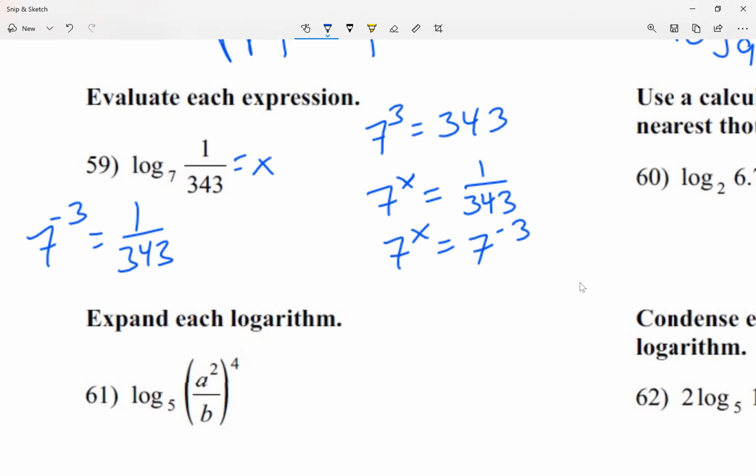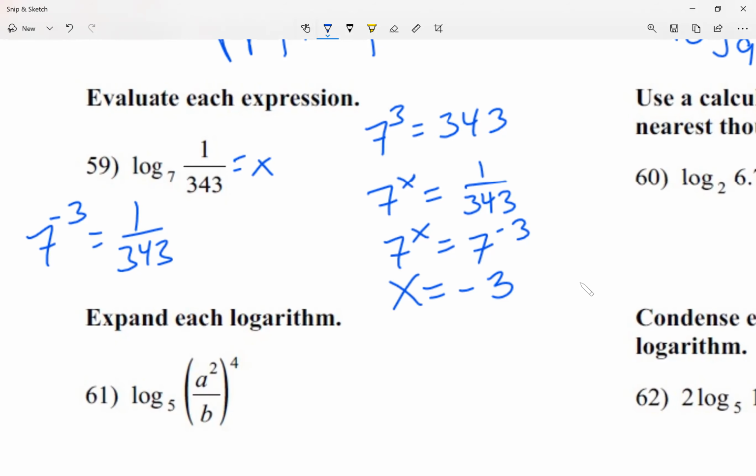Okay, so again, 7 to the x is equal to 7 to the negative 3. The base is the same, right? So I'm just going to let my exponents equal each other. x equals negative 3. And that's it. I was solving for x. To begin with, it says evaluate the expression. I didn't know what it was, so I called it x. So in reality, my answer is negative 3. Okay, so remember, you don't have to type in x equals. You just have to type in negative 3.